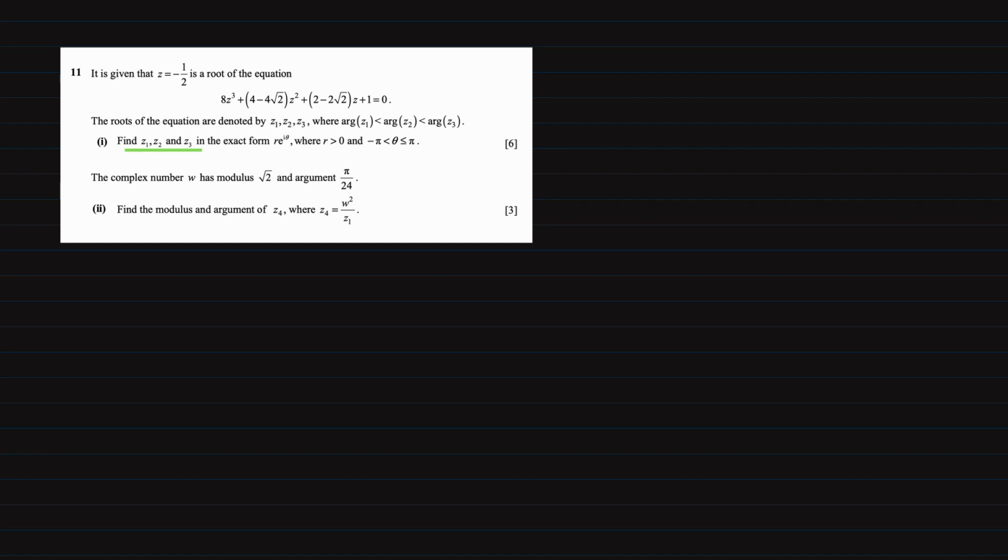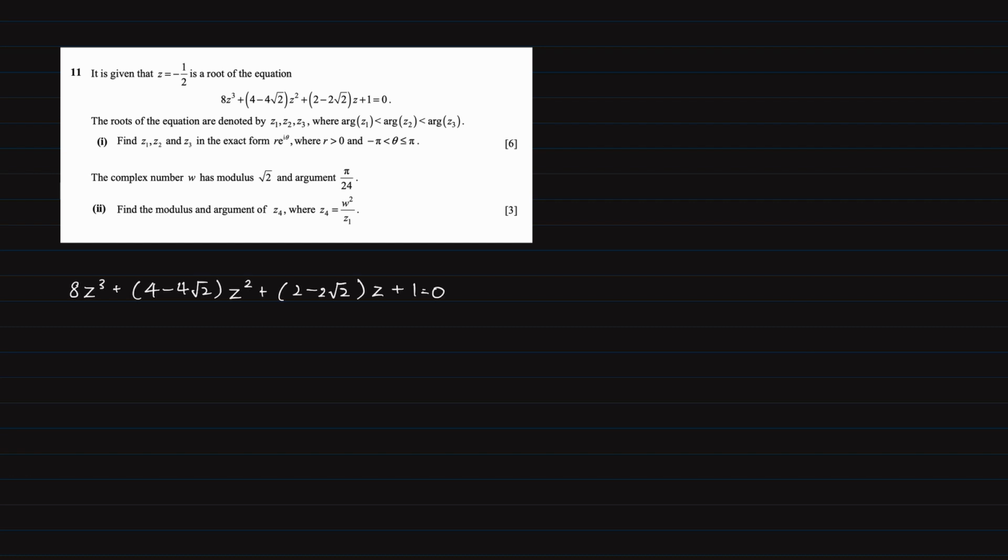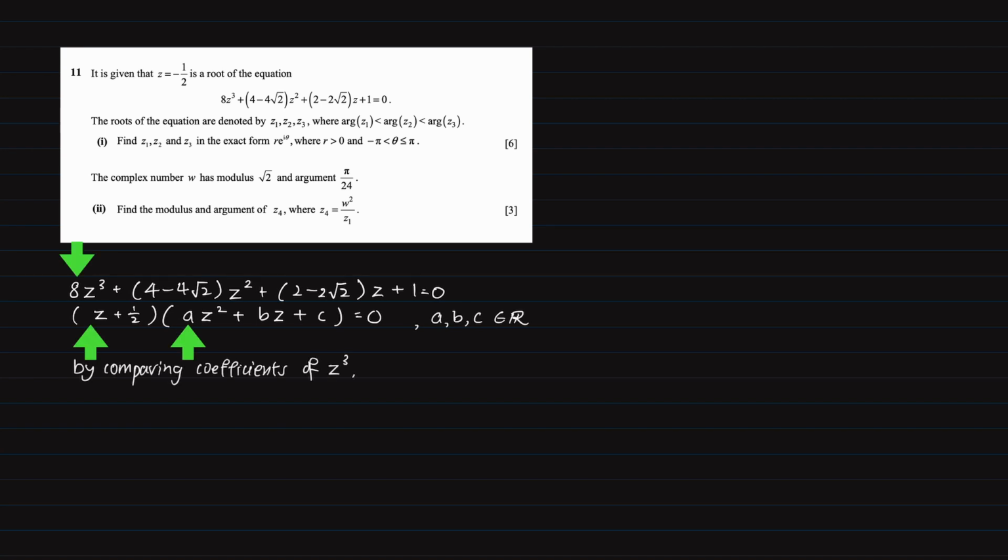and z3. Now we will try to use the technique of comparing coefficients to find these roots. So what we can do is to express this polynomial in its factors. The first factor is z plus half multiplied by az squared plus bz plus c equals 0, where a, b, c are elements of the real numbers. By comparing the coefficients of z cubed itself, a equals 8.